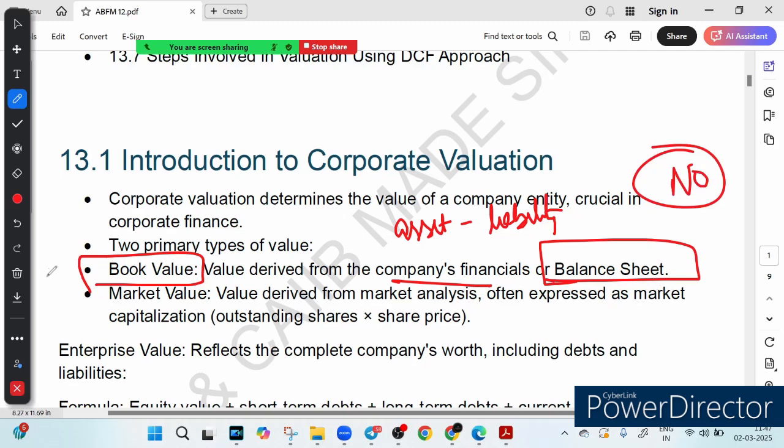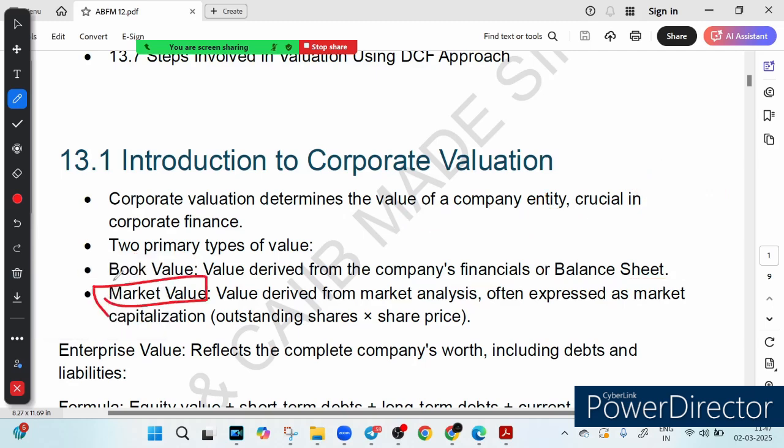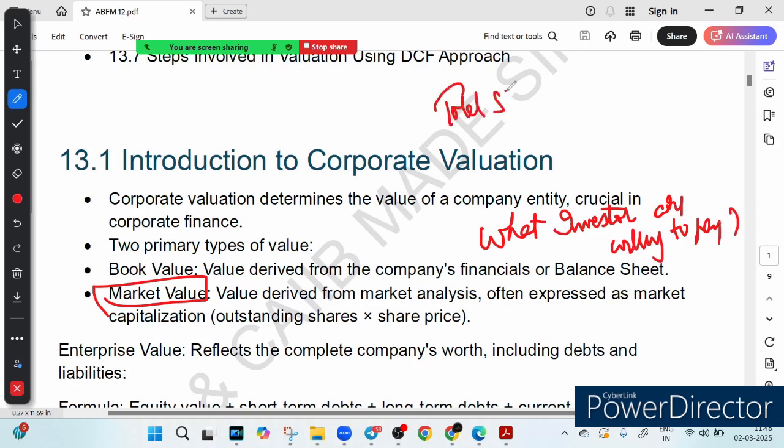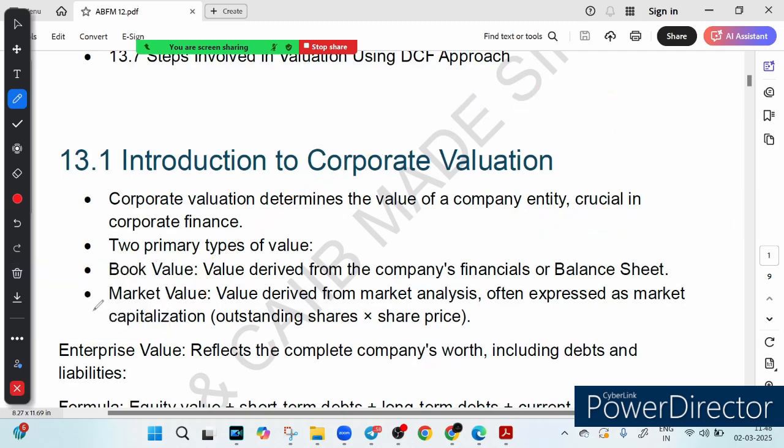Now the second kind of value we have is called market value. What is market value? Imagine a company is like a share in the stock market. Its market value depends on what investors are willing to pay for it. So the simple formula is total shares multiplied by price per share. This multiplication will give the market value. This value keeps changing based on demand and supply. So these are the two valuation methods, book value and market value.